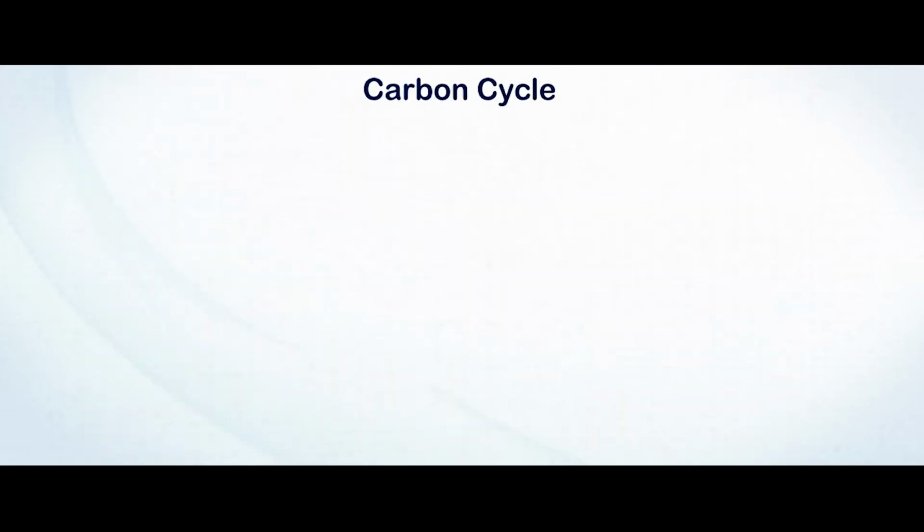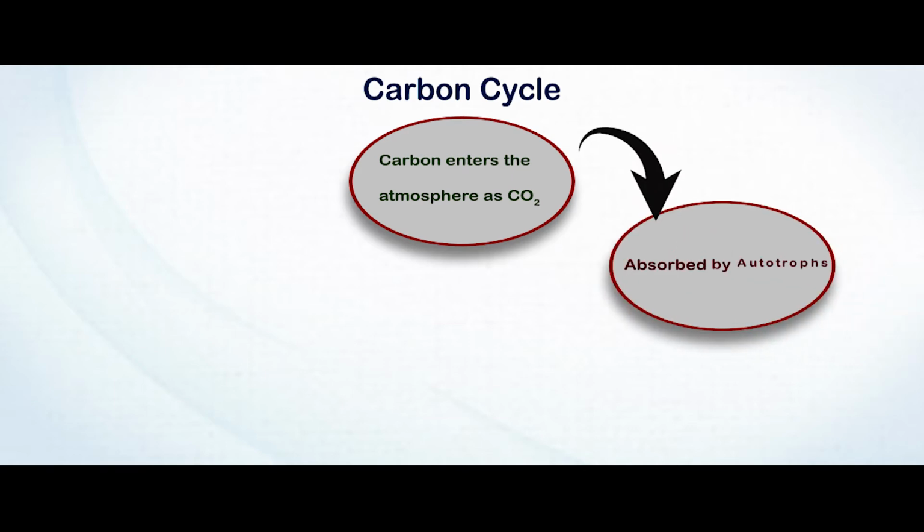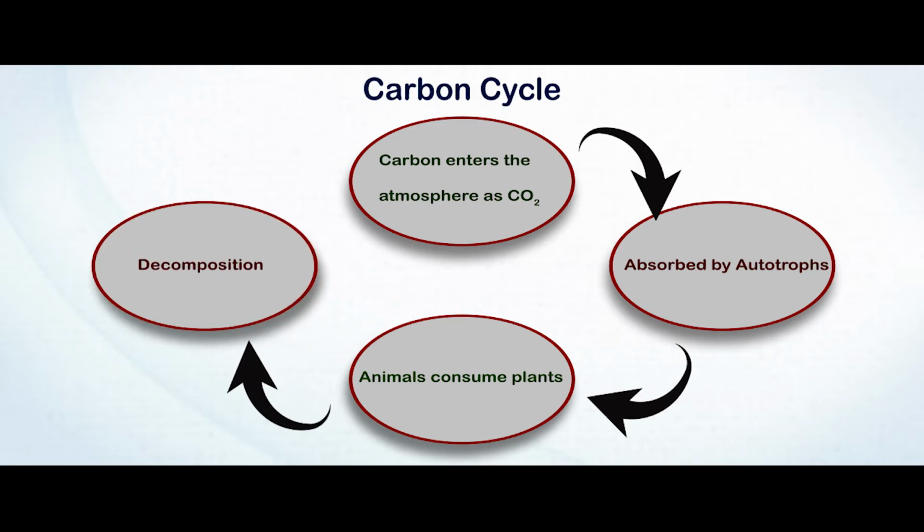Now let's look at the steps of the carbon cycle. Carbon enters the atmosphere as carbon dioxide. You already know that. This carbon dioxide is absorbed by the autotrophs, the green plants. The animals will then consume the plants, thereby incorporating carbon into their system. When animals and plants die, their bodies will decompose, and the carbon is reabsorbed back into the atmosphere.